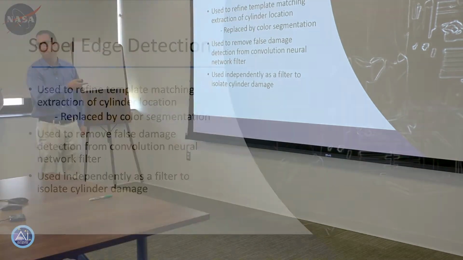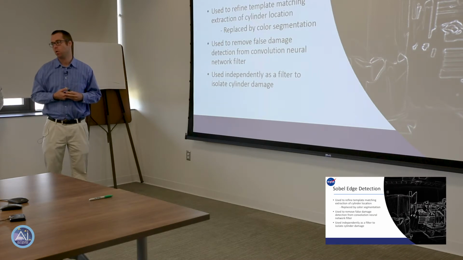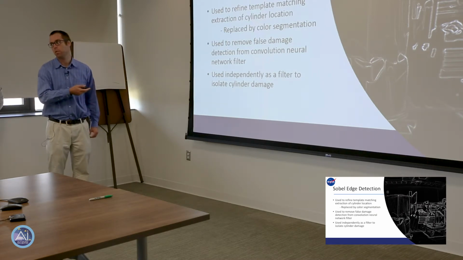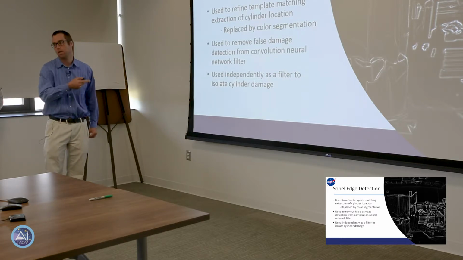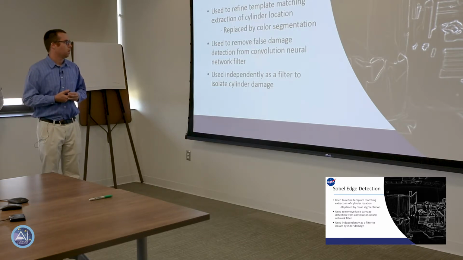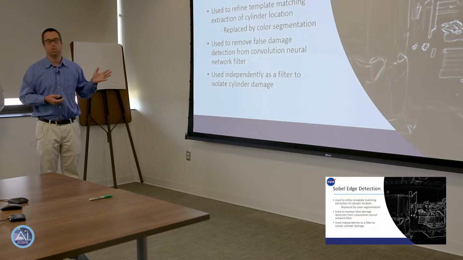One thing that we found was very useful in the project was Sobel edge detection. From the initial approach with the template matching, we use the Sobel. Sobel has 2 components. You can decompose into vertical and horizontal edges. So we use the vertical edges to find the right and left side of the cylinder, and we use the horizontal edges to find the top and bottom of the cylinder. We didn't end up using that because we didn't use the template matching, but it was a nice first approach.